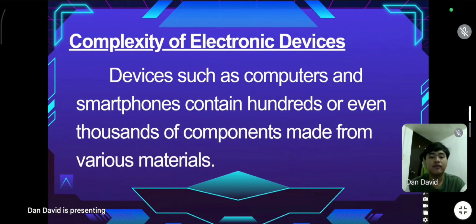Complexity of electronic devices. Electronic devices such as computers and smartphones contain hundreds or even thousands of components made from various materials. This emphasizes the complexity of modern devices, showing that the sheer number of components increases environmental and health risks, and highlights the need for careful material selection.